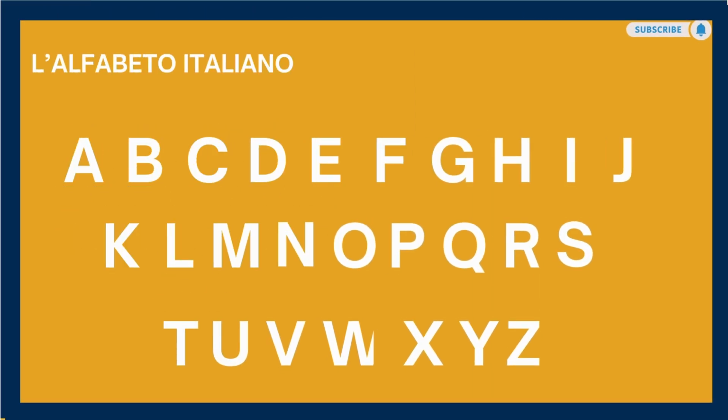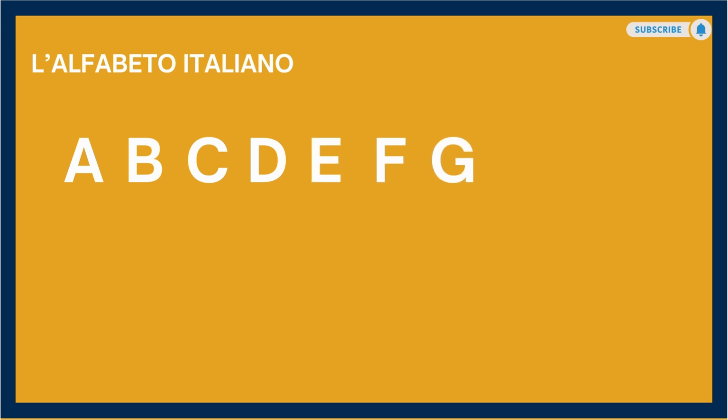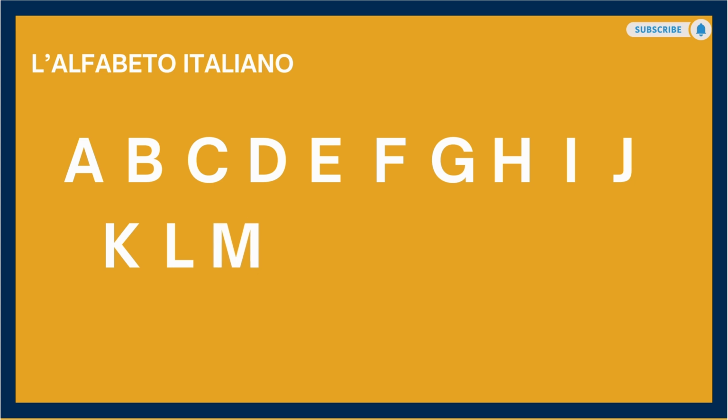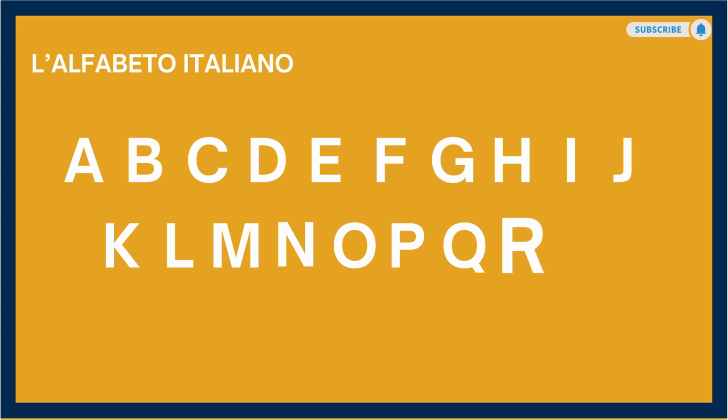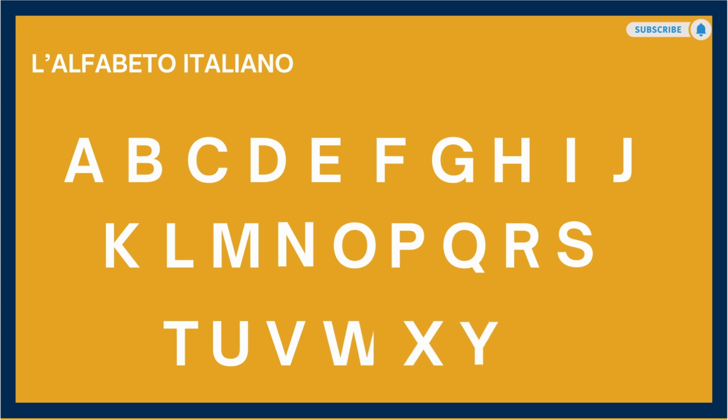And these are the letters of the Italian alphabet. I'm going to read them quickly so you can get a first impression of the pronunciation. A, B, C, D, E, F, G, H, I, I lunga, K, L, M, N, O, P, Q, R, S, T, U, V, W, X, Y, Z.